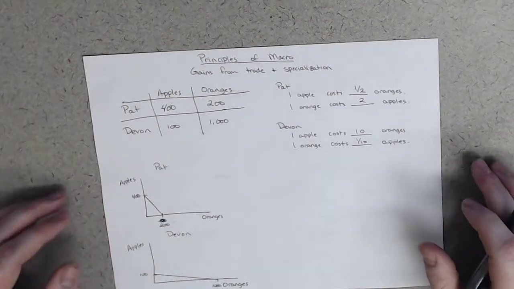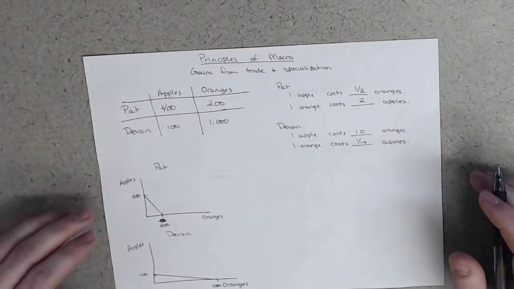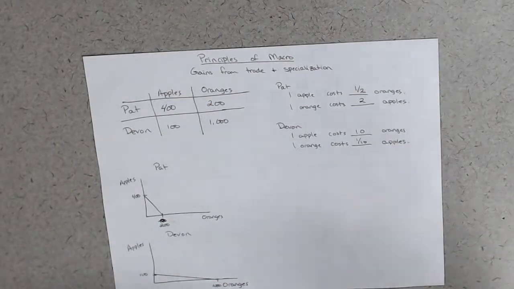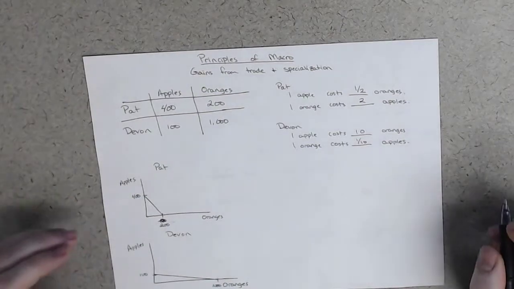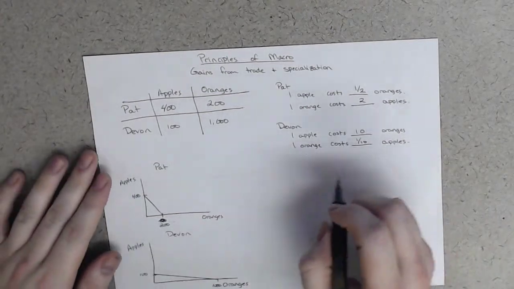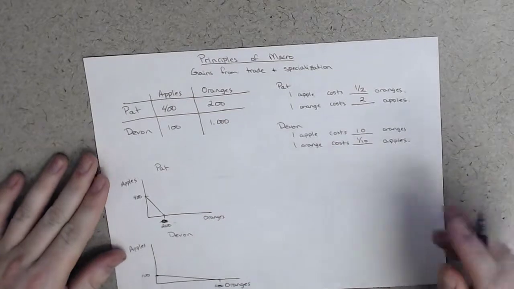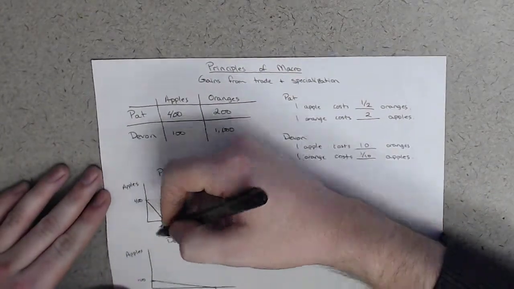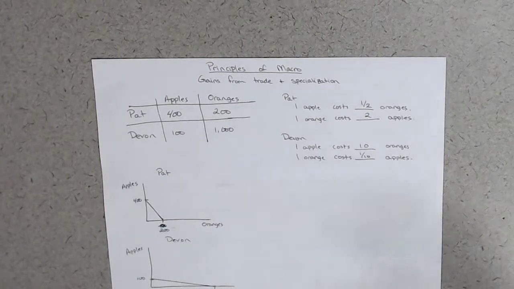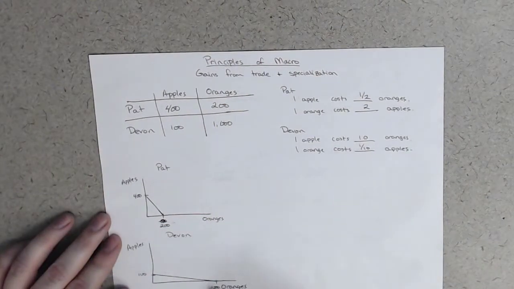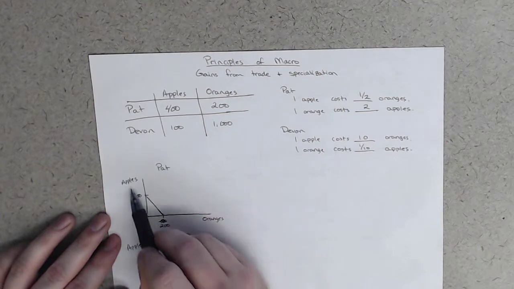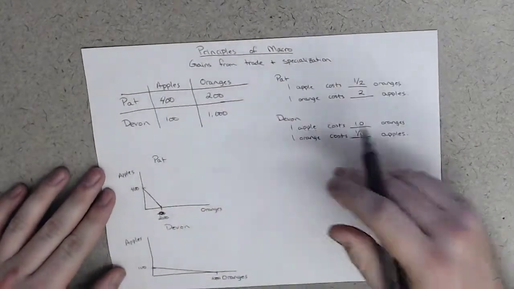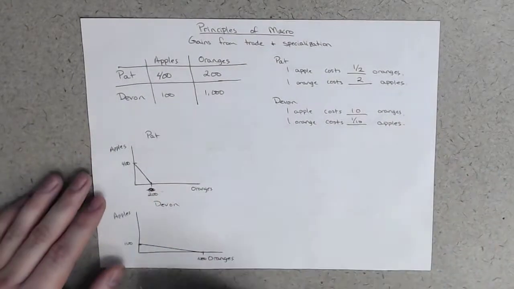Okay. And so there. So we've got our two graphs, or two lines, which show all the production possibilities. In fact, we call these production possibilities frontiers, but we'll talk more about those next week when we do supply. But you can see that Devin faces a trade-off between apples and oranges, and so too does Pat. And so anywhere along these lines, Pat and Devin can produce.